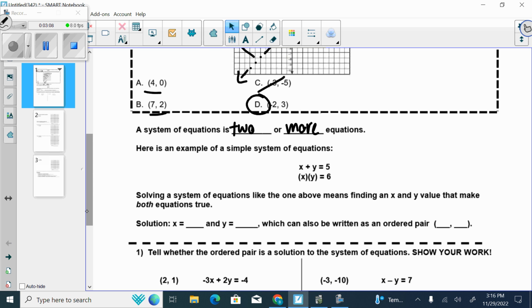So we could say that our x is 2 and our y is 3, and it's going to satisfy this system of equations. You would just then make sure that you write your answer as an ordered pair. So remember, we put x first, then y. So it would be the ordered pair 2, 3. Okay?